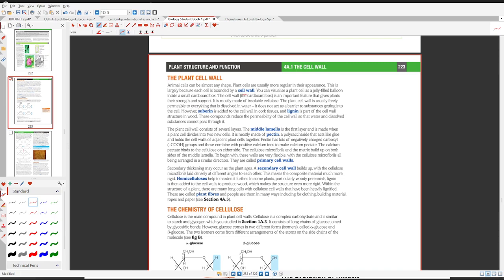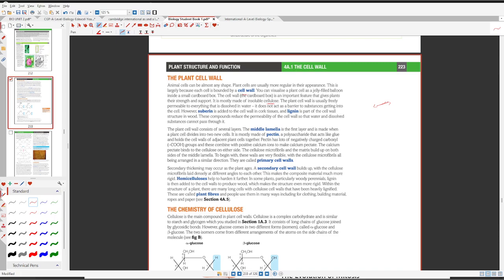Now, here we go. It's made up of cellulose, and the plant cell wall is usually freely permeable. So everything that dissolves in water can usually go straight through the cell wall. It does not act as a barrier to substances getting into the cell.